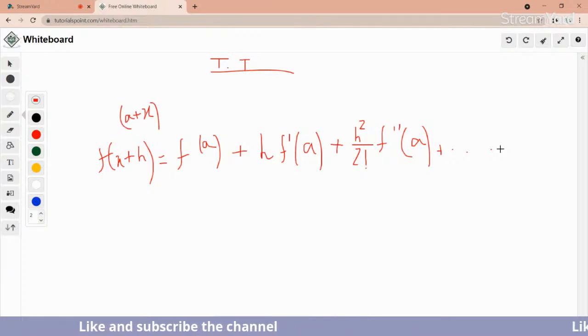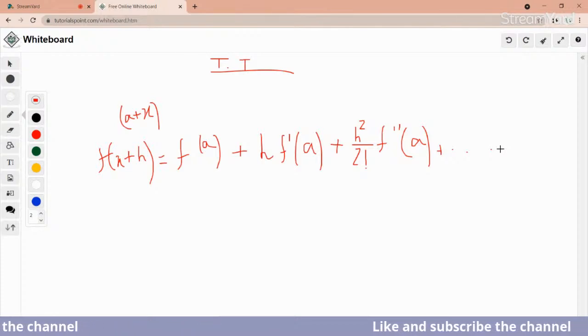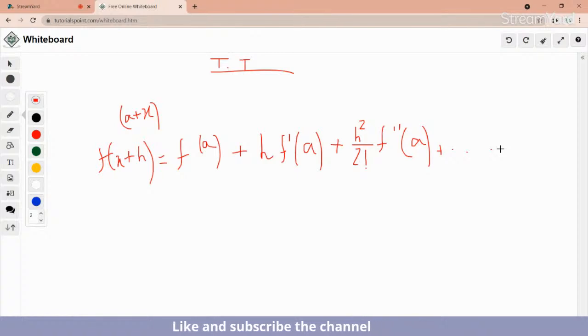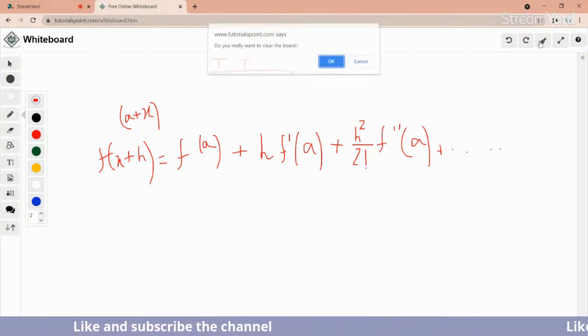So let's prove this now. How is it coming? Let's see this. And after that, I will show you the special case and how to get the Maclaurin theorem out of here. That's it. Okay, let's see the proof of it.